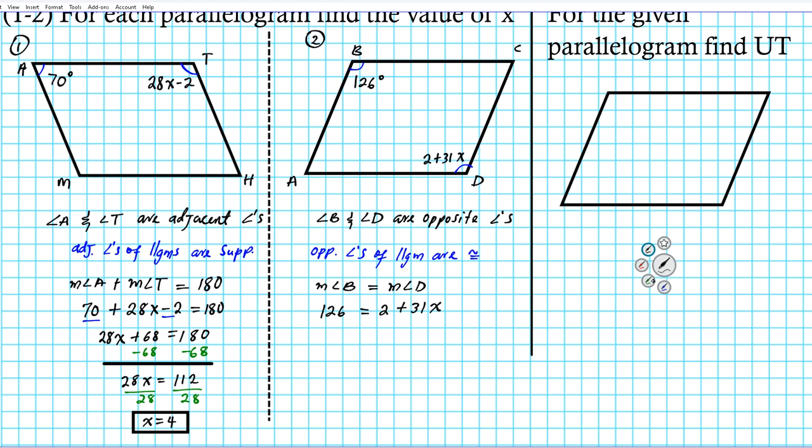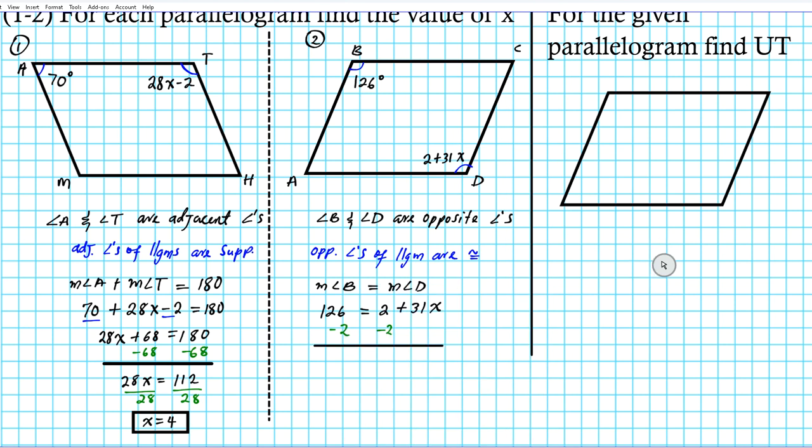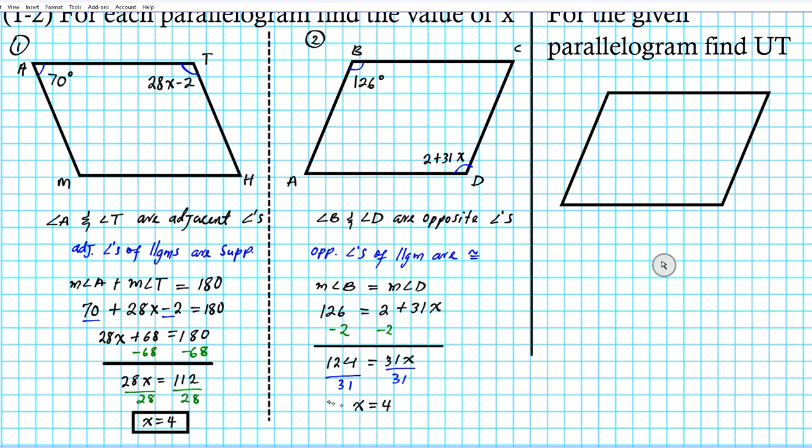Let's get x by itself. This is a two-step process. Subtract 2 from both sides. After you subtract 2 from both sides of the equation, 126 minus 2 is 124, so 124 is equal to 31x. Then divide both sides by 31, and you get your final answer: x is equal to 4. So there goes the answer to question number 2.